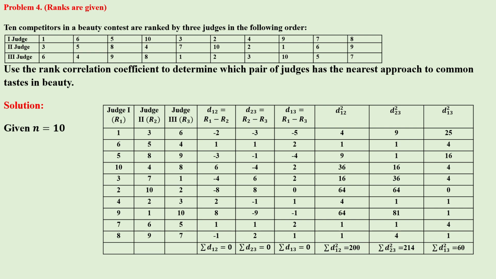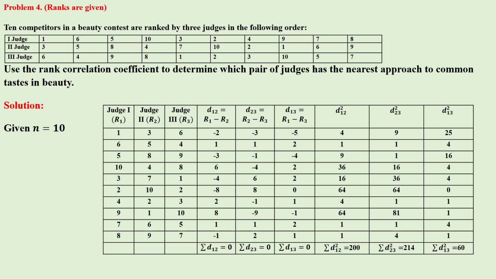Next you are squaring the fifth column, D23 square. So minus 3 square 9, 1 square 1, minus 1 square 1, minus 4 square 16, etc. Sum up all those things, you will get summation D23 square, that is equal to 214.